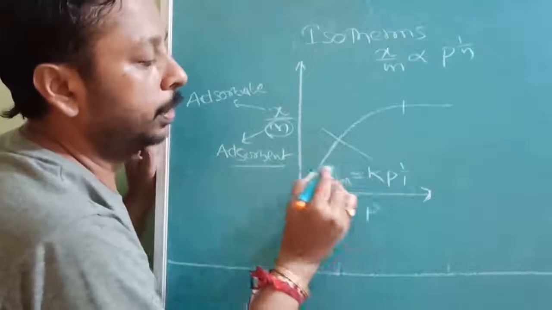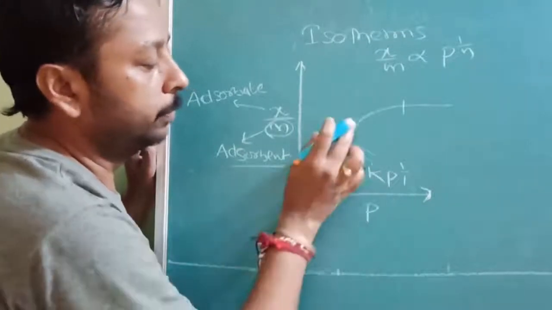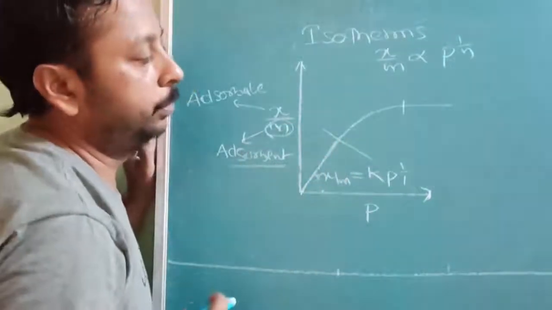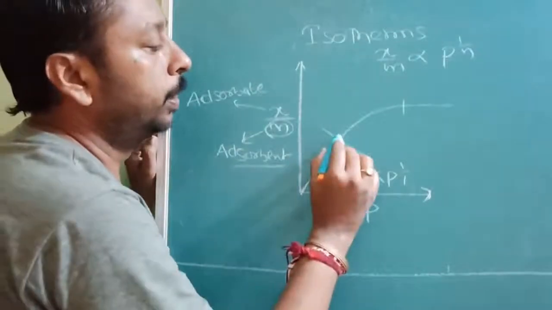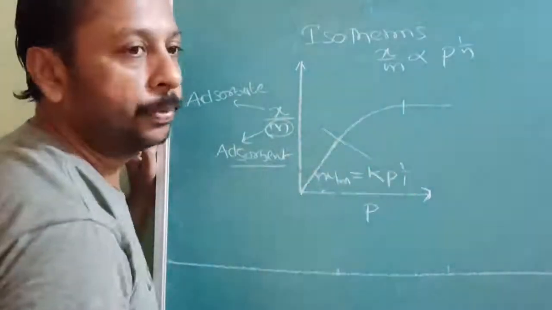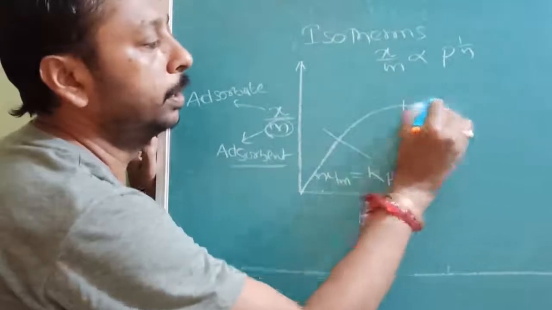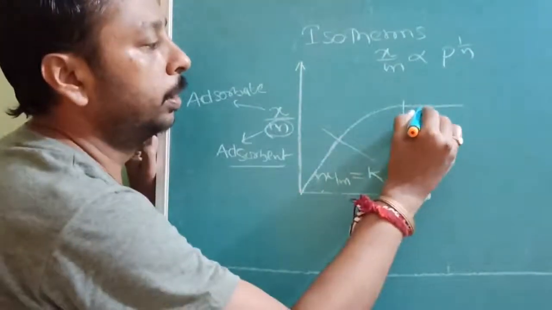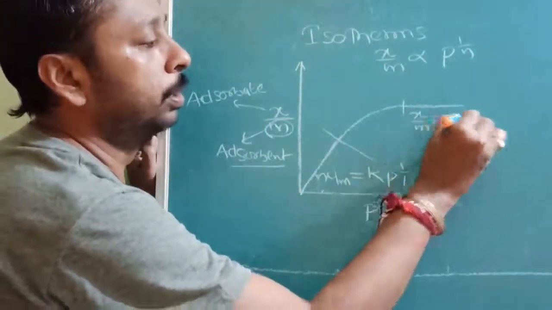Okay, so that time it will be y = mx. Okay, linear. But after that, this is not changing. This is not linearly changing, but it is constant here. So here x/m is equal to constant.